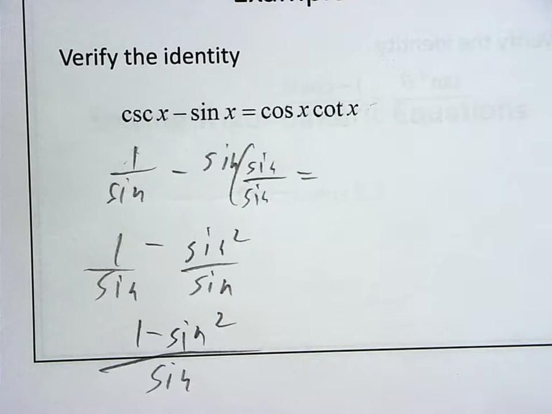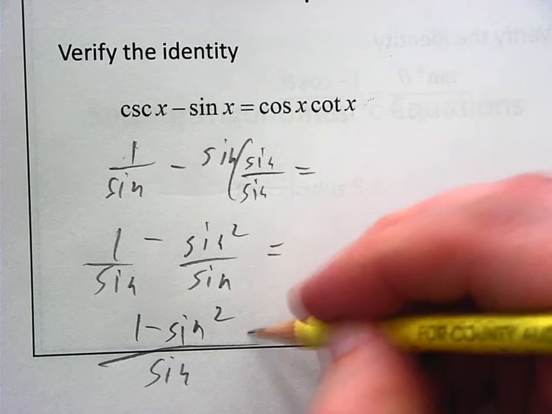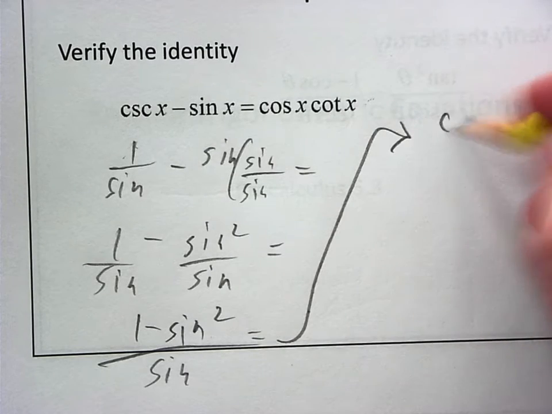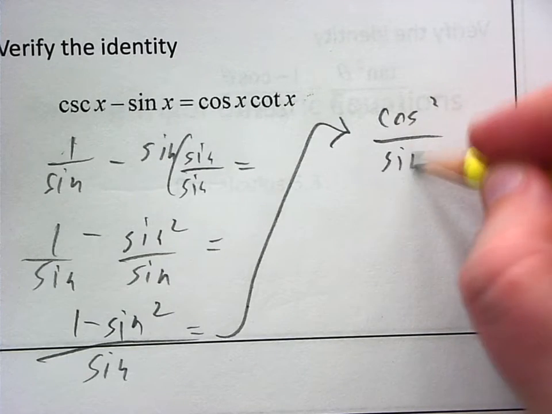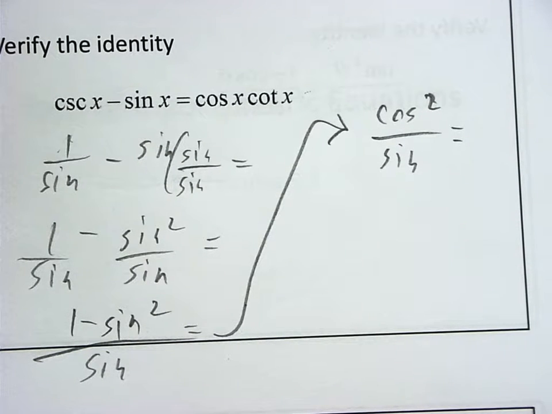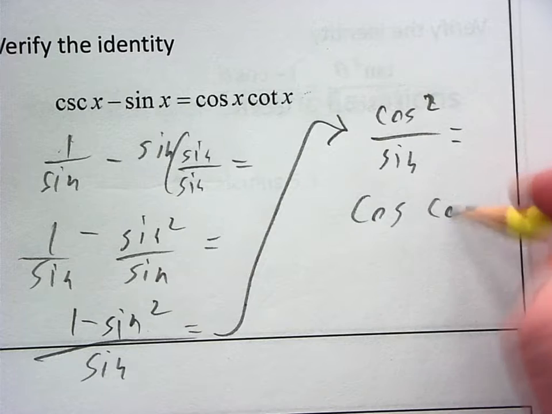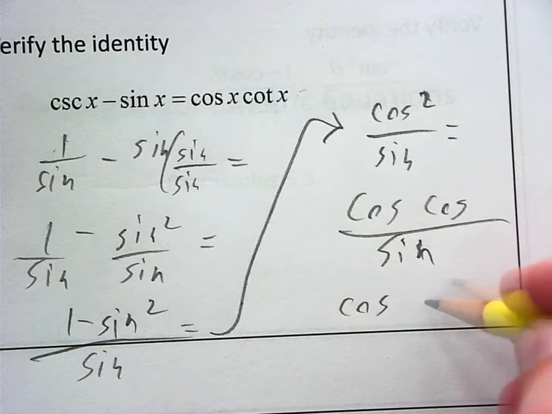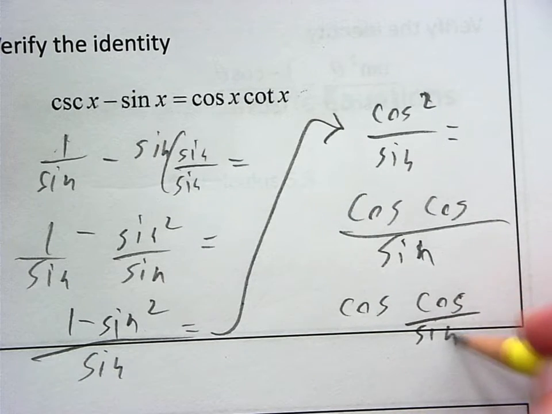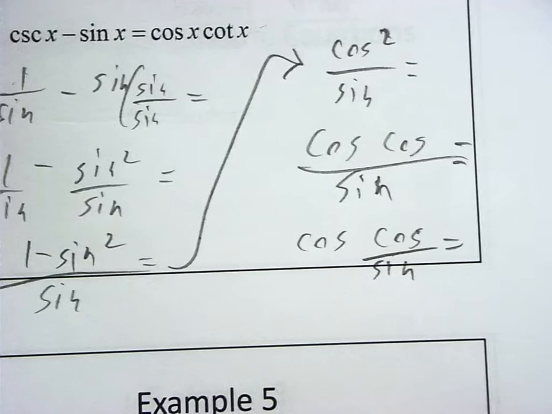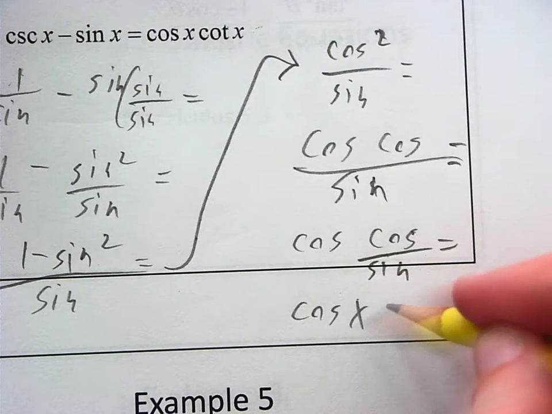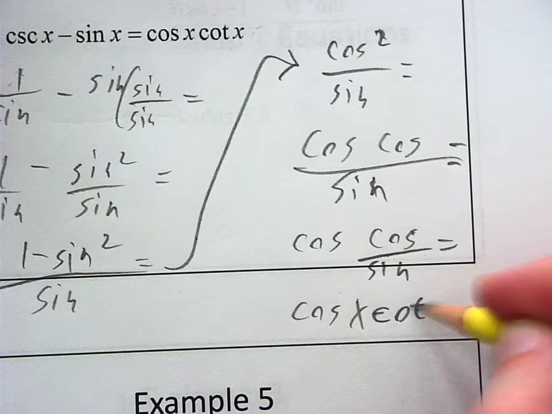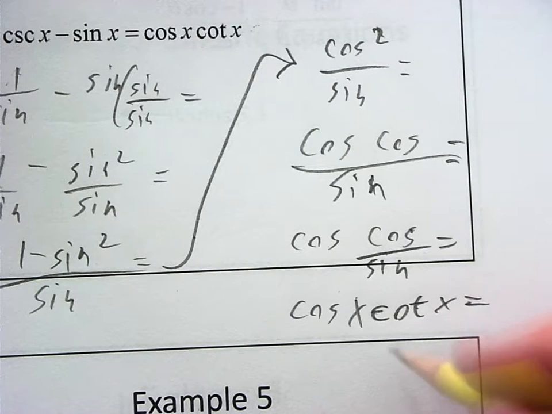and what's 1 minus sine squared? Cosine squared. So I have cosine squared over sine. And here's where you actually want to split up cosine squared, because cosine squared is cosine times cosine. Exactly. Split it up. And cosine over sine becomes cotangent. And that works.